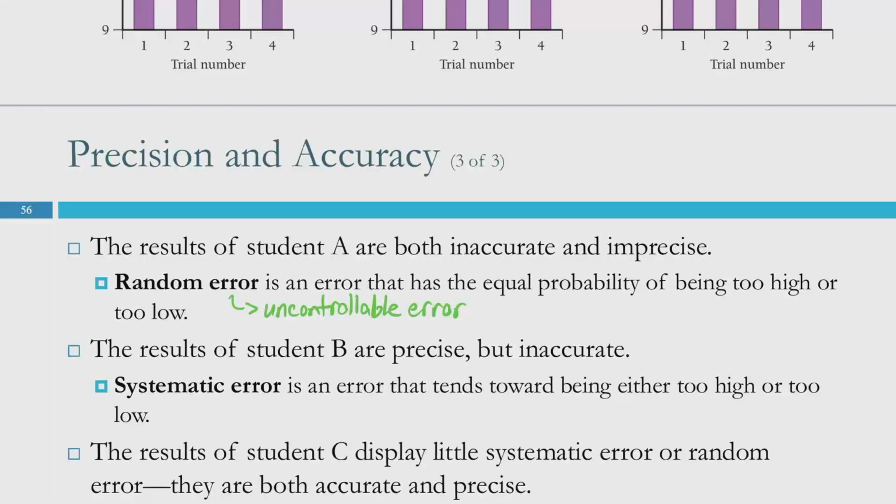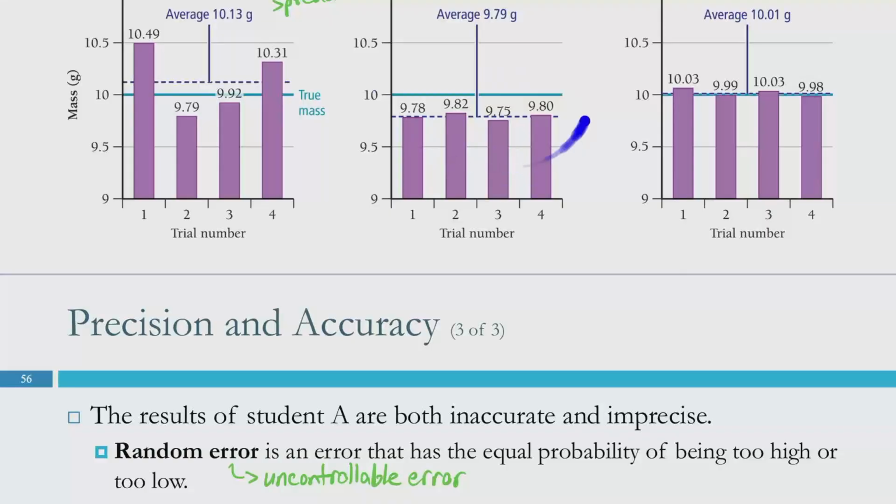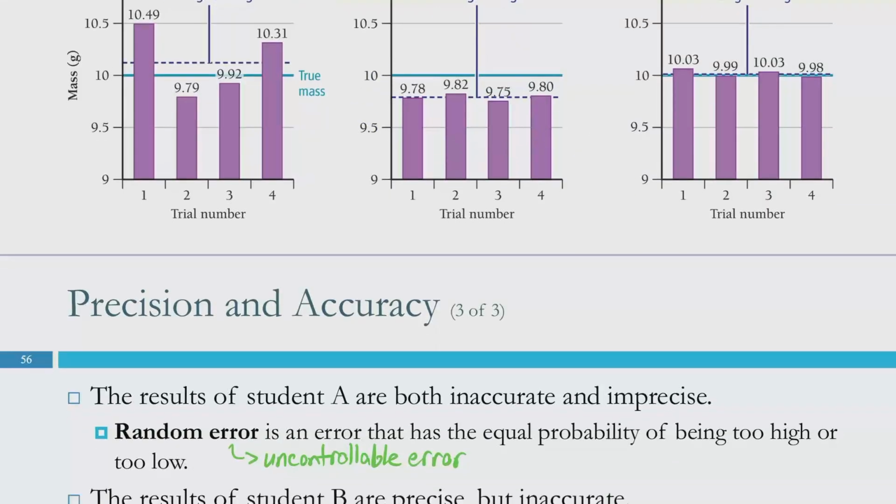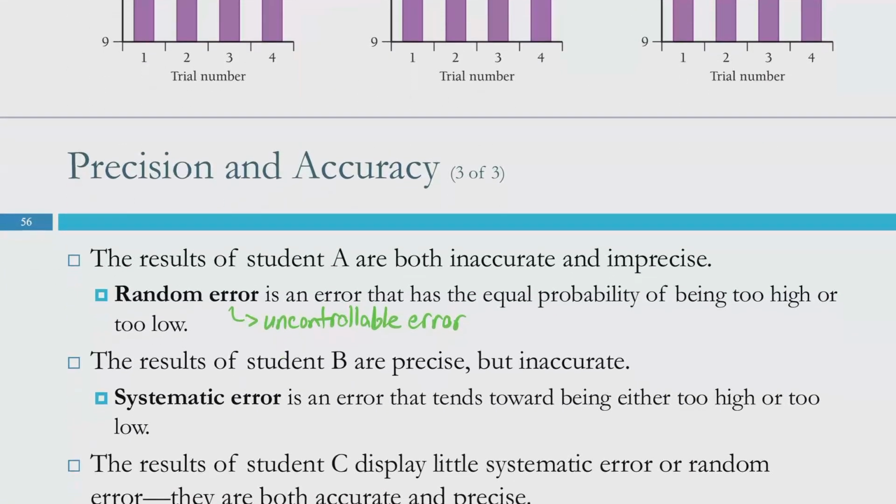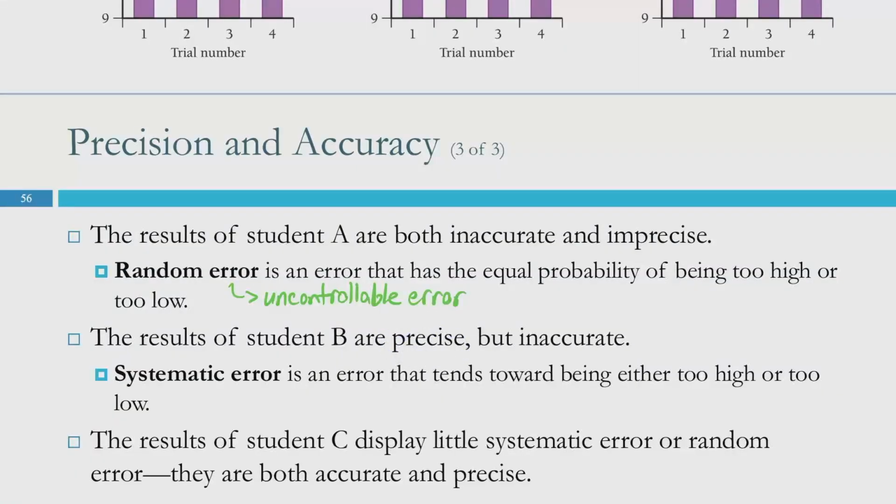Student B here has inaccurate values, but they are precise. They're all right around each other, and this is a sign of a systematic error. So a systematic error would be something that we do, usually, or something that our instrumentation is set up to do, from being set up incorrectly, that's always going to be a little bit too low or a little bit too high.